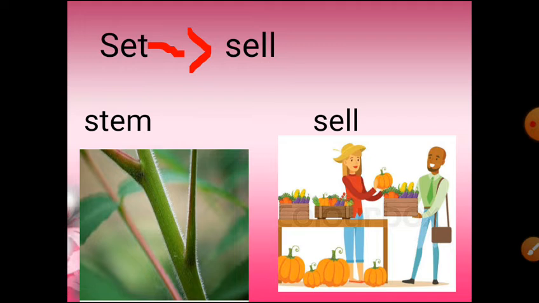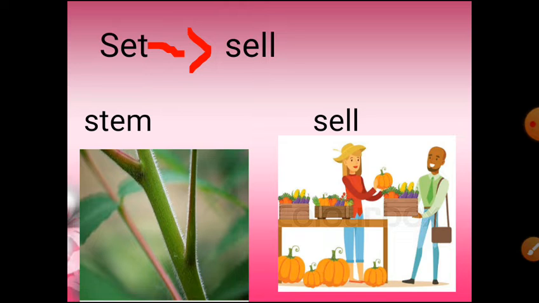Next, if you want to change it from sat to set, what are you going to do? Which letter are you going to remove? Yes, you are going to remove the letter A and in the place of that you will add the letter E. It will become set.